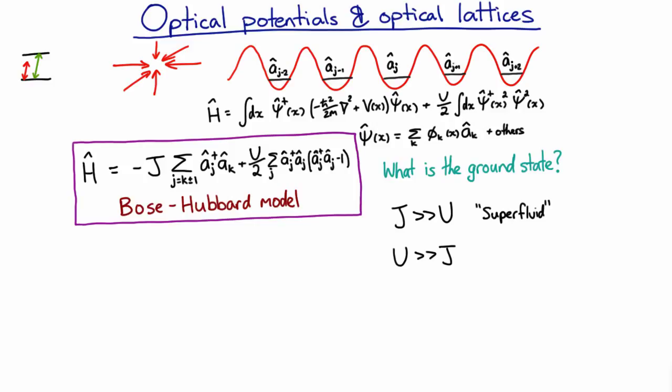So the ground state of the Bose-Hubbard model where you have U much greater than J is where you have a number state in each well, and that's called the Mott insulator phase.